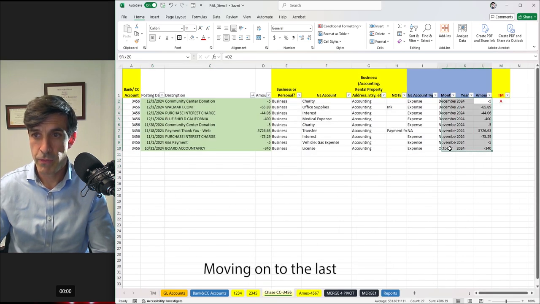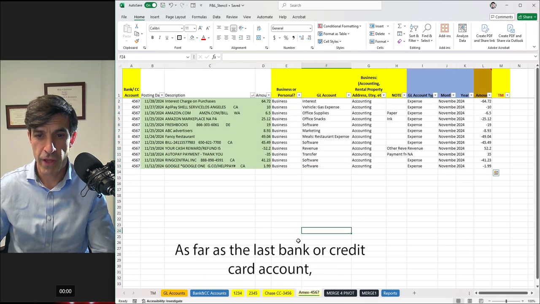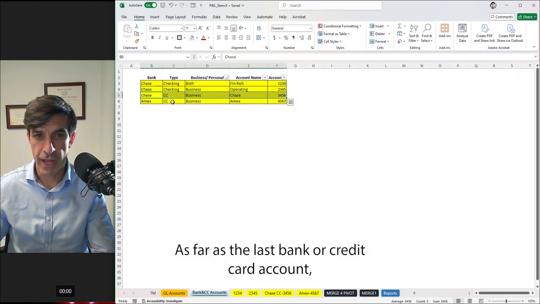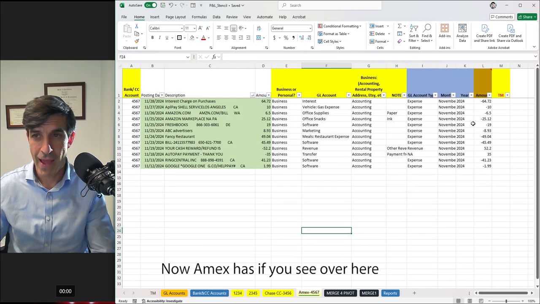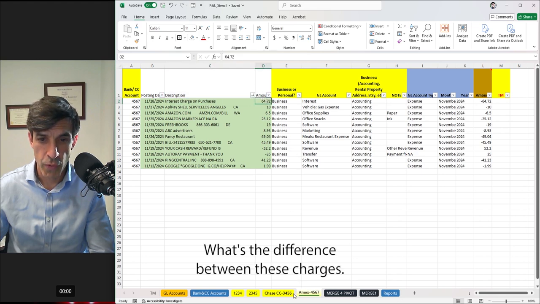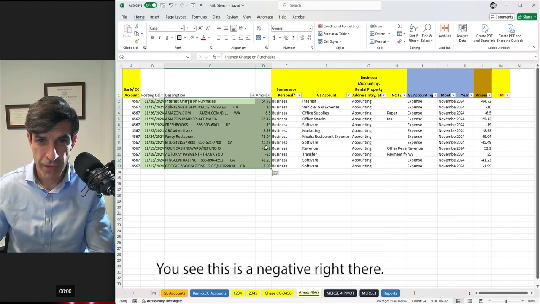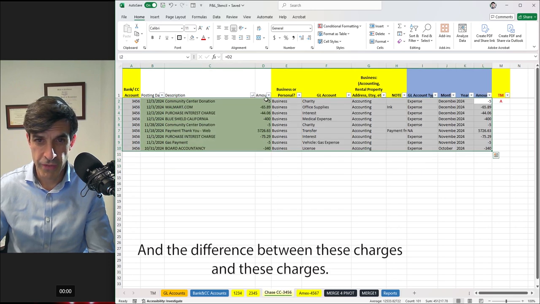Now, moving on to the last tab over here, as far as the last bank or credit card account. This is going to be slightly unique because it's an Amex. Now, Amex has, if you see over here, interest charge is $64.72. What's the difference between these charges? You see this is a negative right there. And the difference between these charges and these charges.